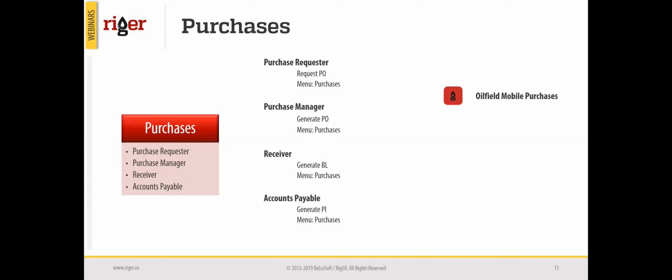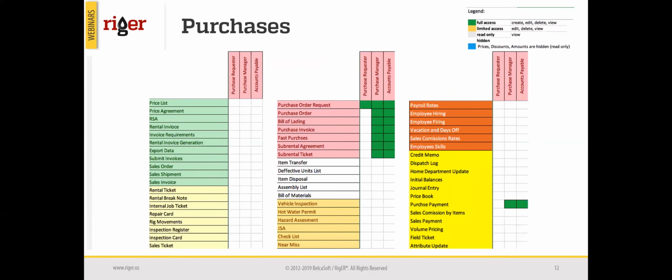receivings in the system. And sometimes the same person can be doing a job which applies to two different roles, like for example, receiver and accounts payable. So if you need, you can apply two roles for the same user in RigER, and this user will have all rights to proceed with the work. So in the next slide, you can see the purchases group matrix for purchase requester, purchase manager, and accounts payable roles.